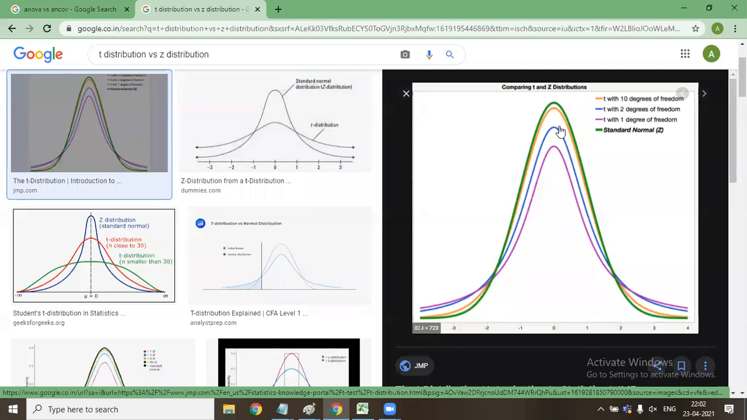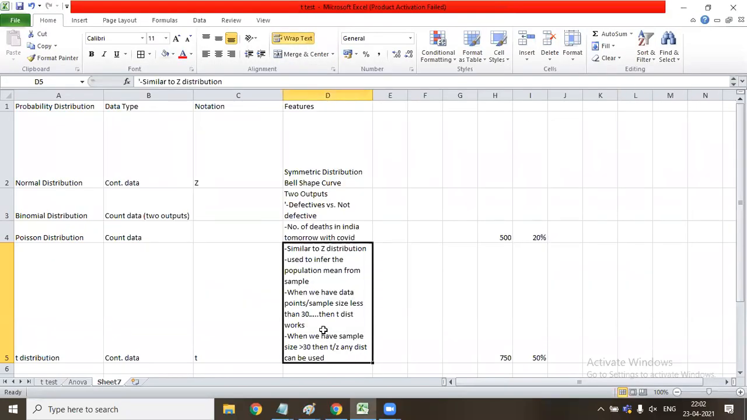So as and when the number of samples keeps on increasing to 30, the T distribution will start approximating the Z distribution. Are you with me? Yes, sir. So that's why I wrote this statement that in case it is less than 30, then we use the T distribution. But in case it is greater than or equal to 30, then the results of T or Z will be similar.